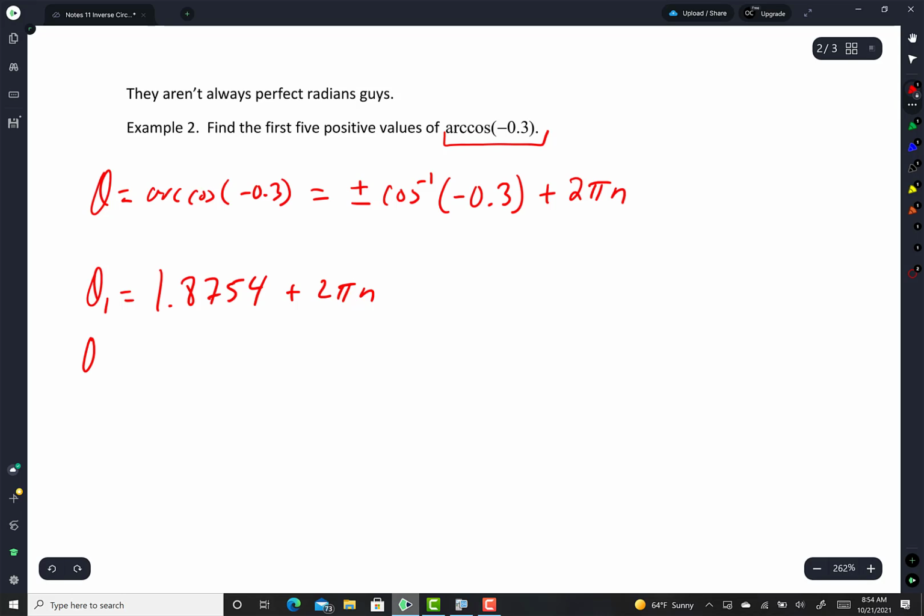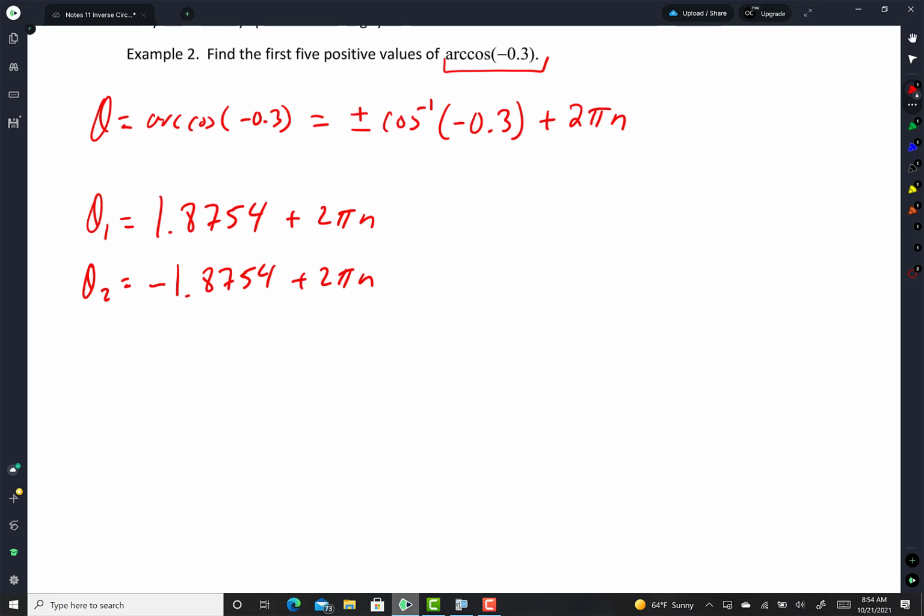Anyways, theta 2, instead of the positive one, you're going to write the negative one. Negative 1.8754 plus 2 pi n. Are we still okay, guys? What's up? Oh, yeah, because of the plus minus. All right, I'm going to get my answers. They wanted the first what?